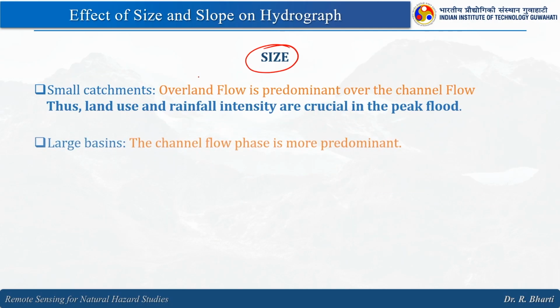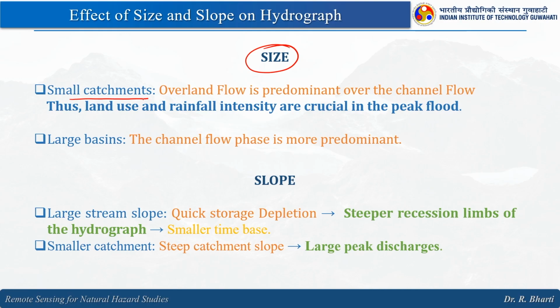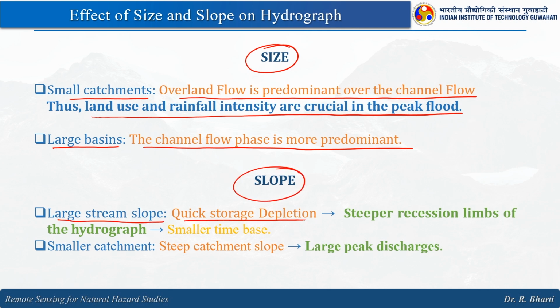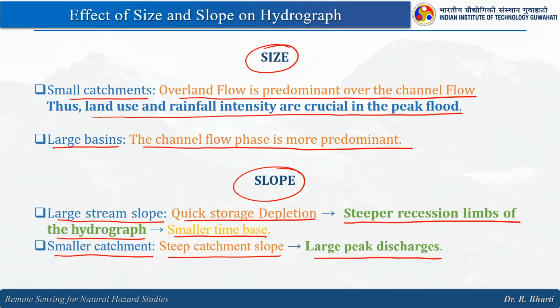When we talk about size, a small catchment will show an immediate response, right. Overland flow is predominant over the channel flow. Thus, the land use and rainfall intensity are crucial in the peak flood. When we have a large basin, the channel flow phase is more predominant. When we talk about slope, a large stream slope means quick storage depletion, a steeper recession limb of the hydrograph and a smaller time base. Smaller catchment, steep catchment slope and large peak discharges, right.